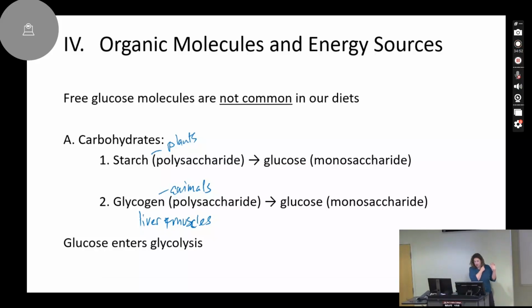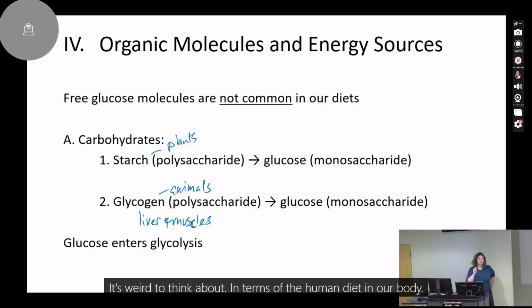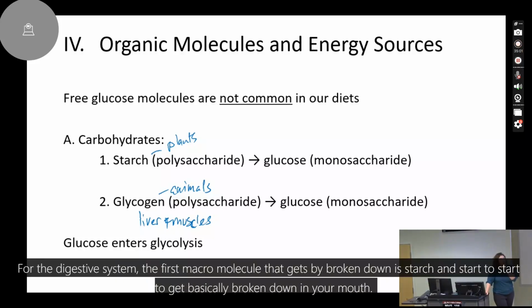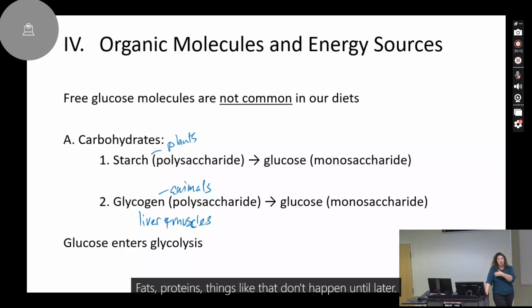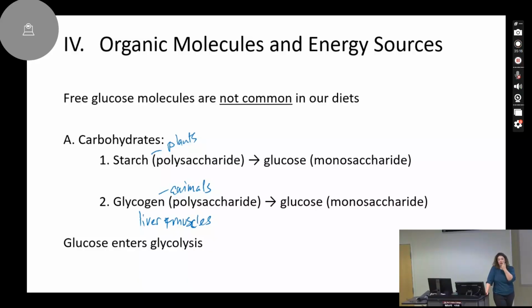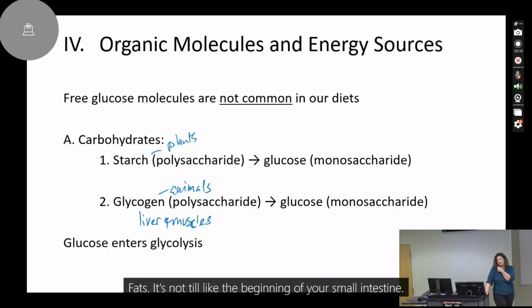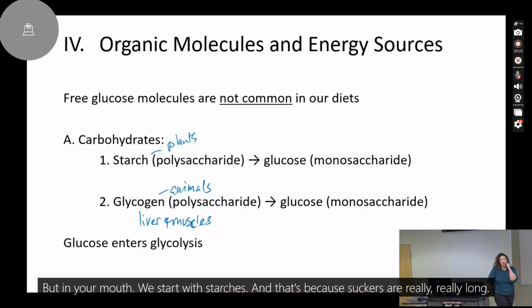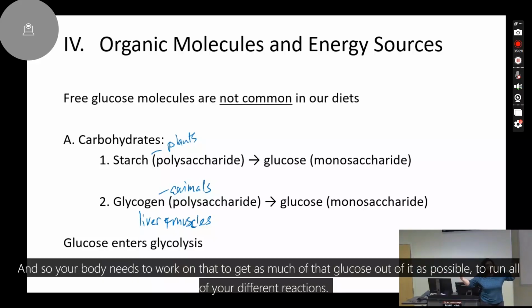It's weird to think about, in terms of the human diet, in our body, for the digestive system, the first macromolecule that gets broken down is starch. And starches start to get broken down in your mouth. Fats, proteins, things like that don't happen until later. Fats is not till the beginning of your small intestine. But in your mouth, we start with starches. And that's because starches are really, really long. And so your body needs to work on that to get as much of the glucose out of it as possible to run all of your different reactions.